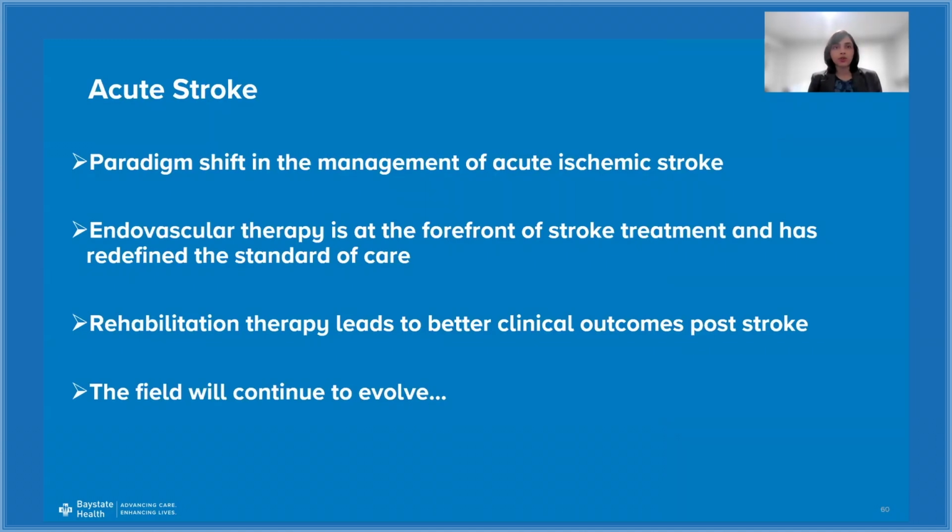And that's why it's important to rely on the experts, rely on the EMS folks to bring you to the hospital. So just to summarize, there has been a paradigm shift in the management of acute ischemic stroke. Endovascular treatment is now at the forefront of stroke therapy, and this has redefined our standard of care. Again, rehabilitation is important. It definitely leads to better clinical outcomes post-stroke. And as we've just seen, this field will continue to evolve and grow. We'll probably be treating more strokes in the coming years compared to what we are doing now.